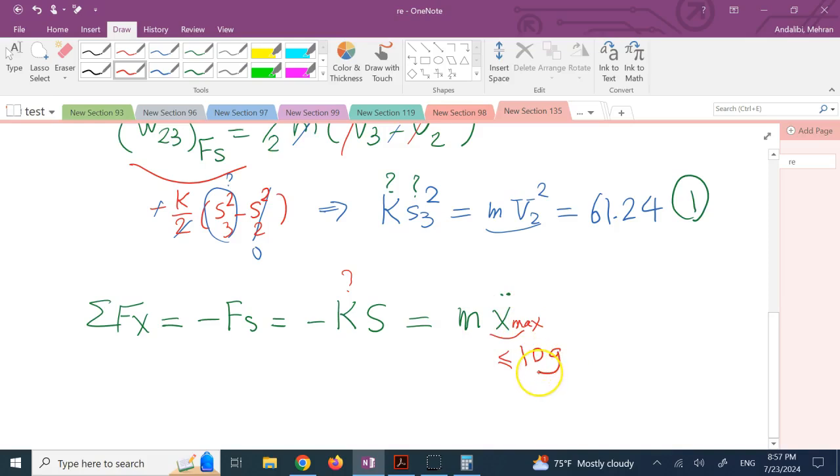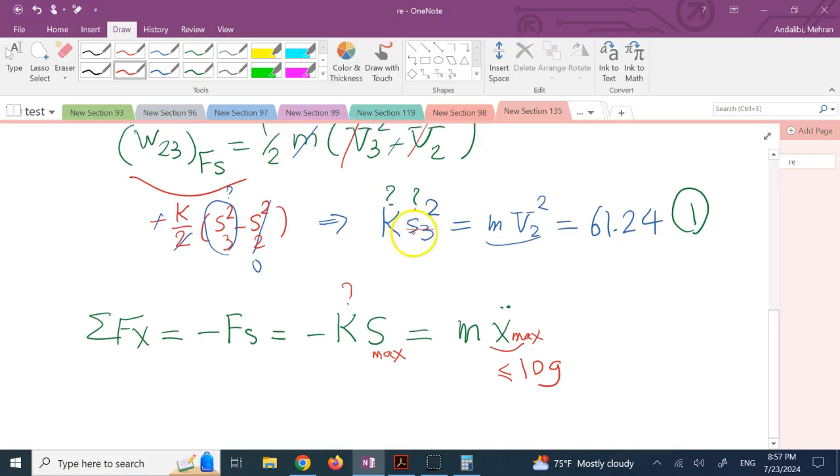So the maximum of that acceleration or deceleration is 10g, and in an equation, when the right-hand side becomes maximum, because m is constant, the only way for that to happen is the left-hand side becomes maximum. And k is a constant number, it cannot change. So the only way is that this s becomes maximum. And s maximum happens when the spring is at the very end at s3, when it's at the maximum possible deflection.